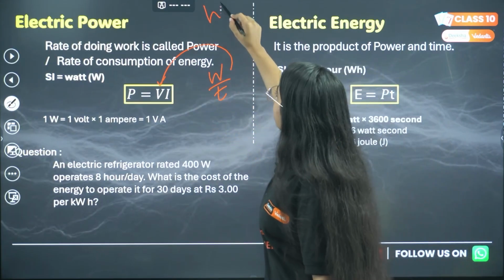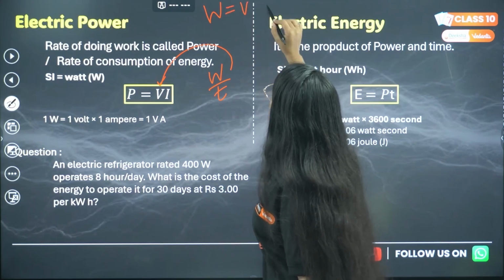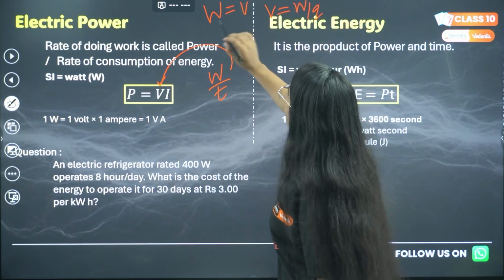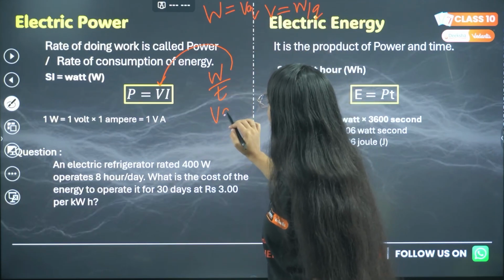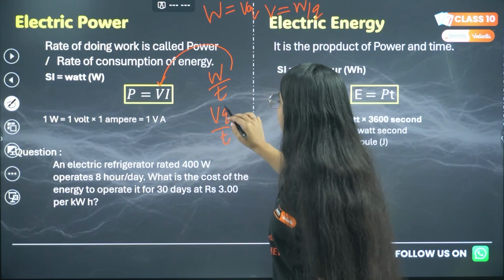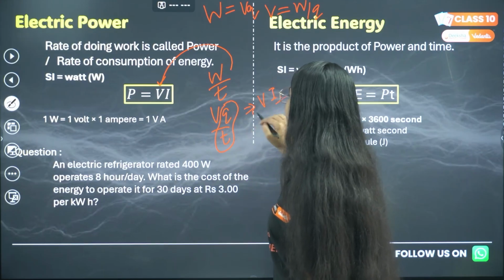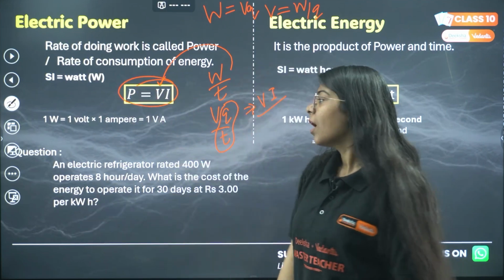Now we studied one formula before, which is V equals work done by Q, correct? And the work done will be V into Q. So I can write V into Q divided by T, and Q by T, my friend, we studied, which is current, which is I, and thus we got the power as V into I.